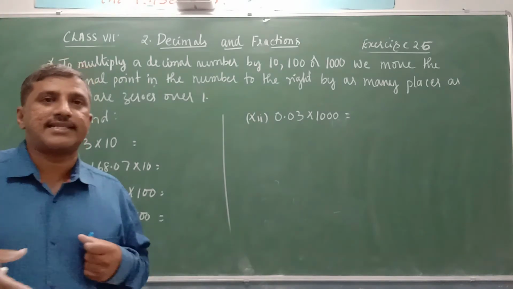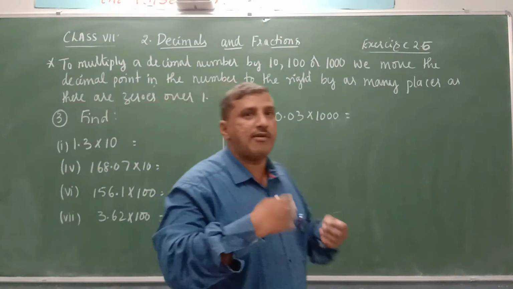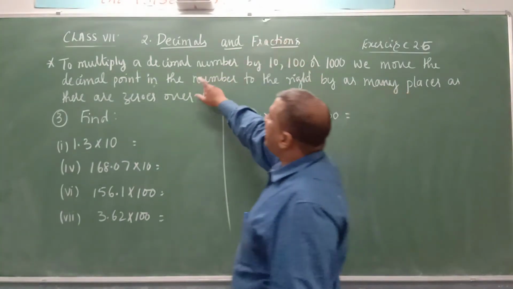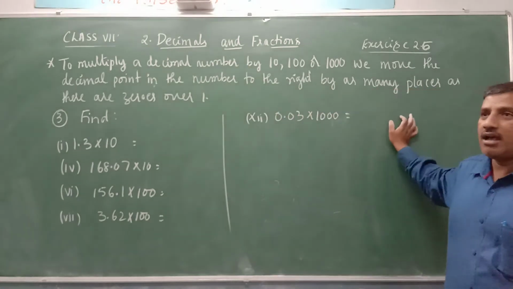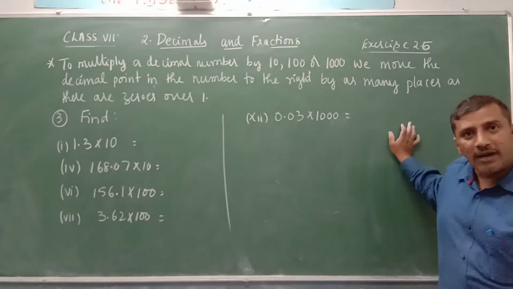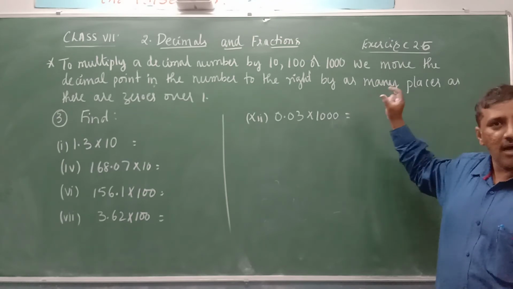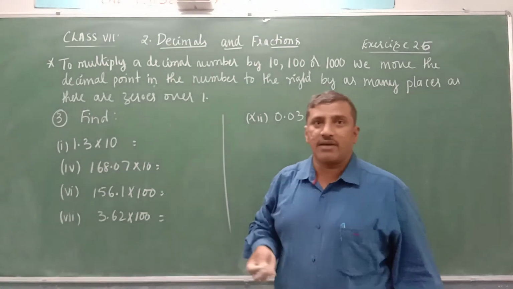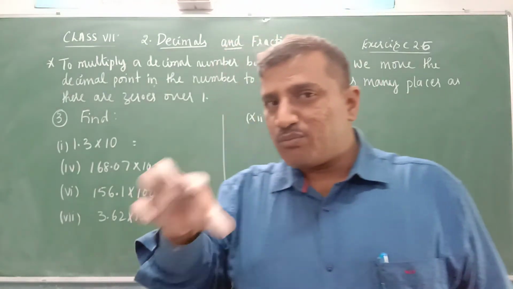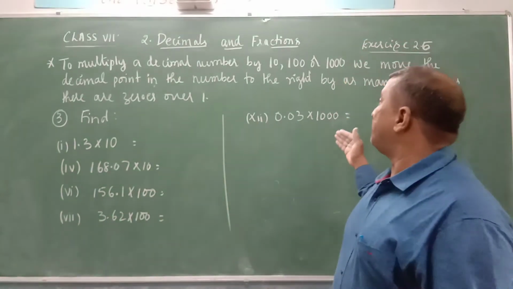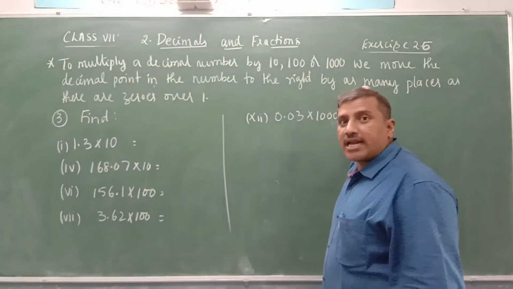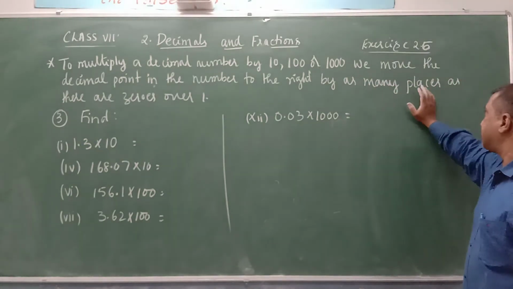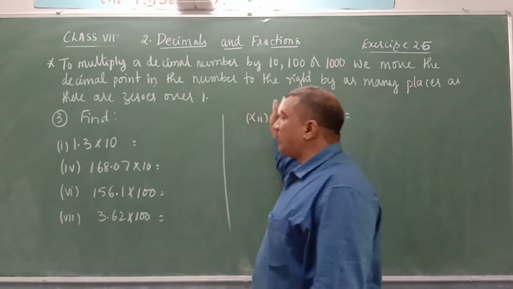Now, what we have discussed is how to multiply a decimal number by 10, 100 or 1000. To multiply a decimal number by 10, 100 or 1000, we move the decimal point in the decimal number. How will we move it? To the right side, by as many places, means as many digits, as there are zeros after 1.